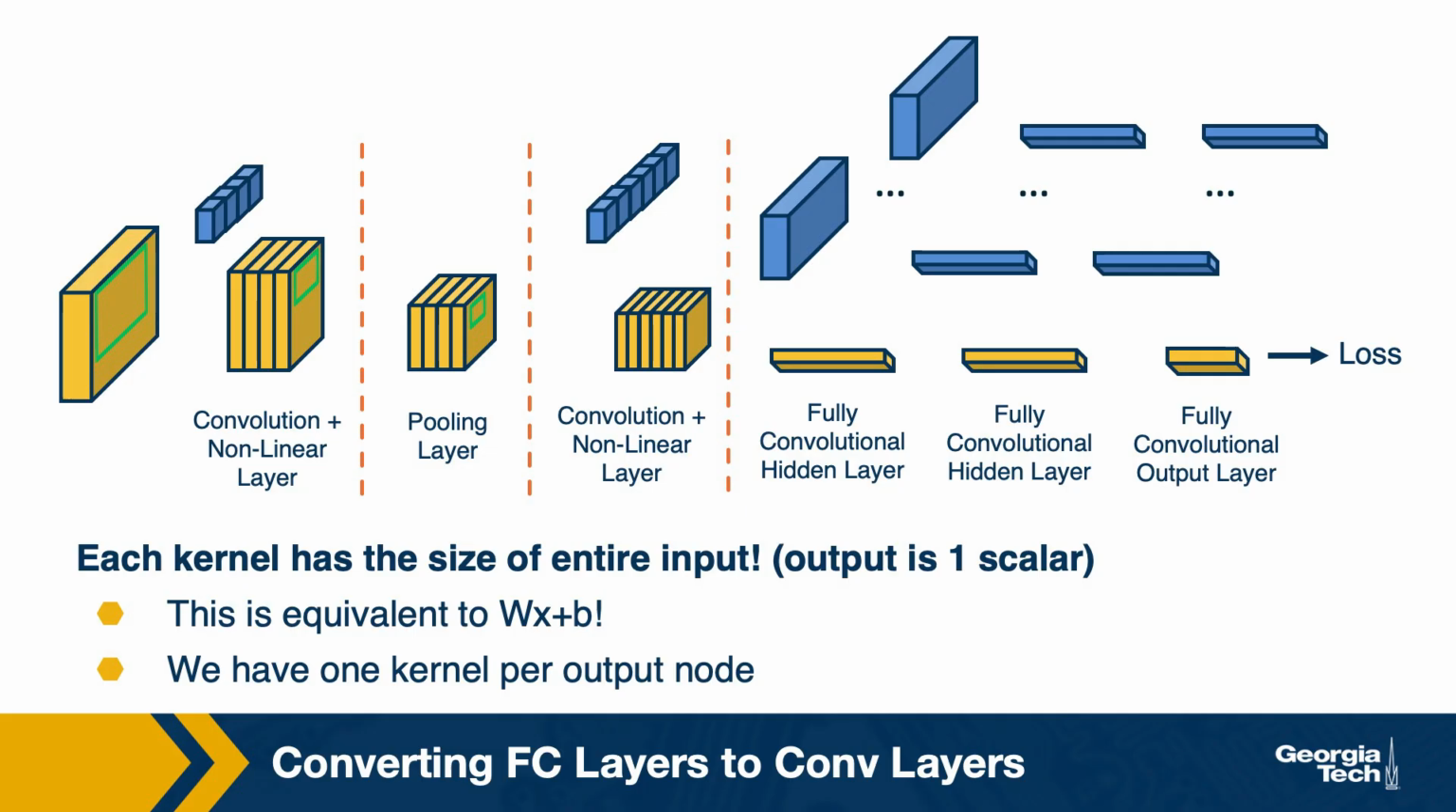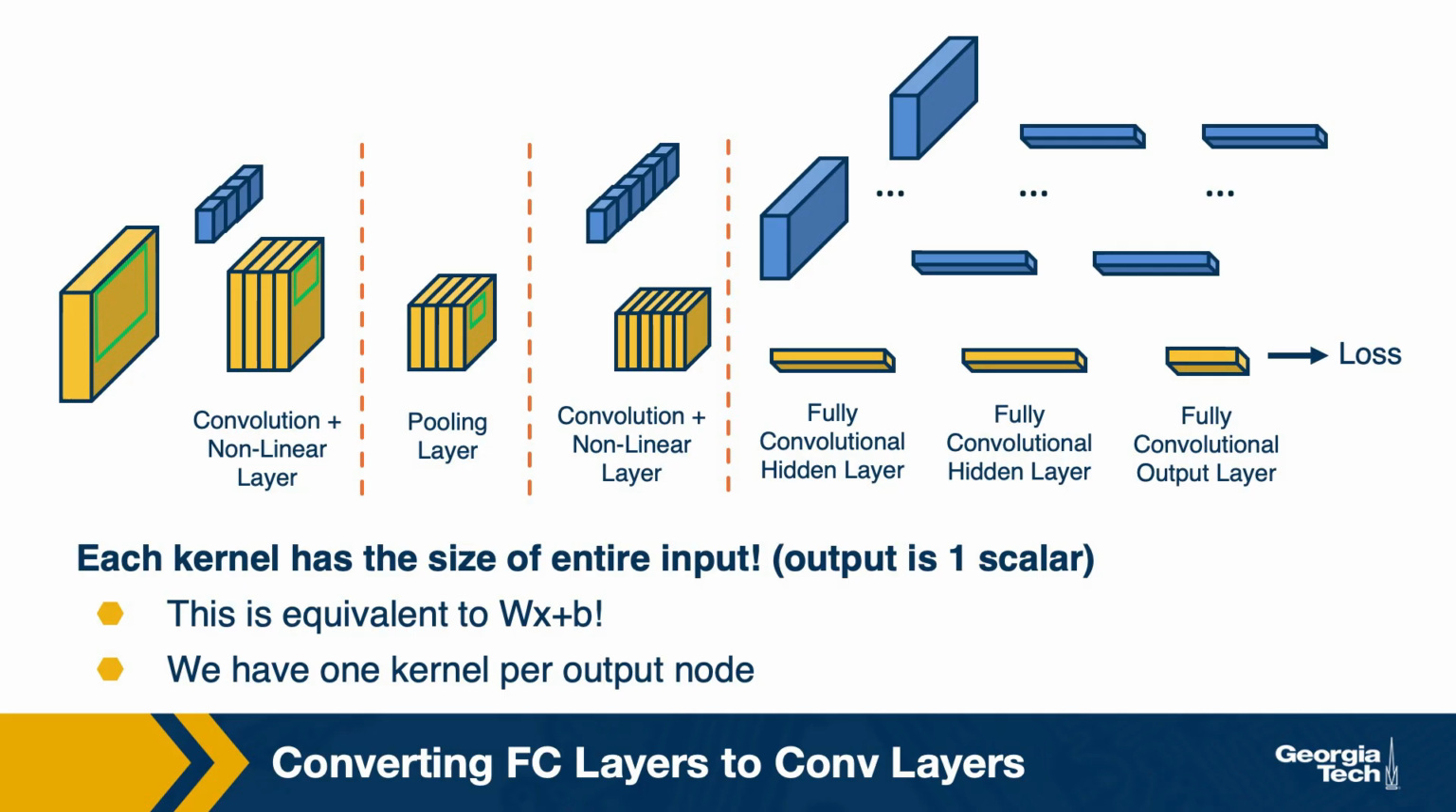This can be thought of as just taking that kernel and again just dot producting it with the entire input. And for that, we get one scalar output. And so this is exactly equivalent to the Wx + b fully connected layer that we've learned about.